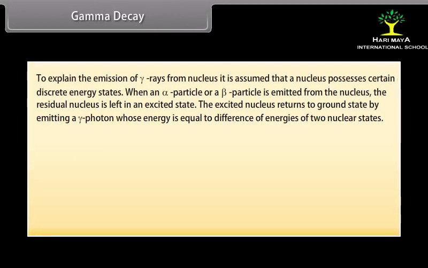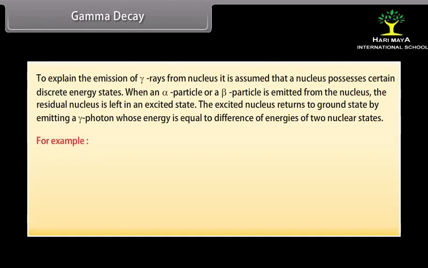Gamma decay. To explain the emission of gamma rays from the nucleus, it is assumed that a nucleus possesses certain discrete energy states. When an alpha particle or a beta particle is emitted from the nucleus, the residual nucleus is left in an excited state. The excited nucleus returns to ground state by emitting a gamma photon, whose energy is equal to the difference of energies of two nuclear states.